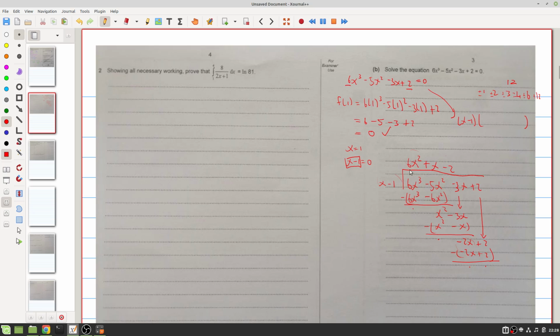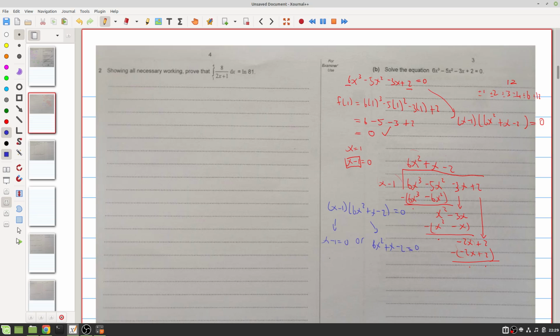So this is now what's left. So we can write that in here. 6x squared plus x, let me just rewrite that. 6x squared plus x minus 2. Okay, and we're solving this equation, so this whole thing is still equal to 0. So now we know that either, let me just rewrite that over here, we've got x minus 1 times 6x squared plus x minus 2 equals 0. So that means either x minus 1 equals 0, or 6x squared plus x minus 2 equals 0.